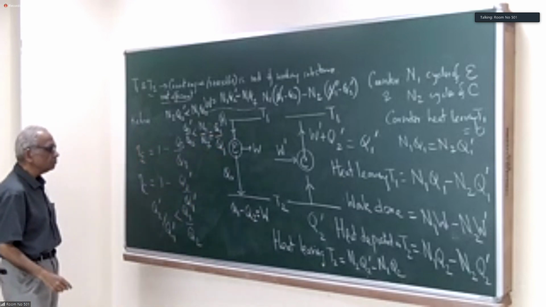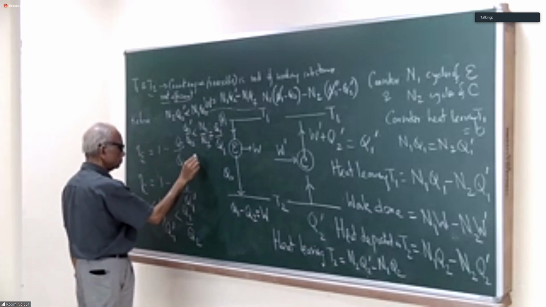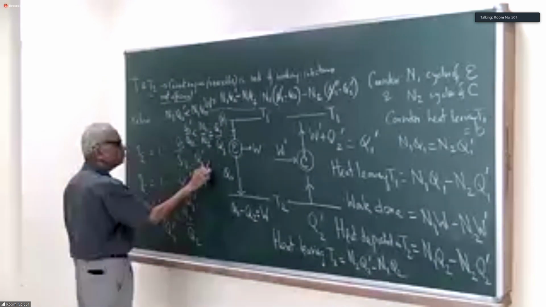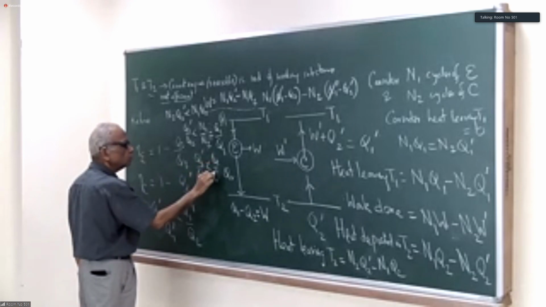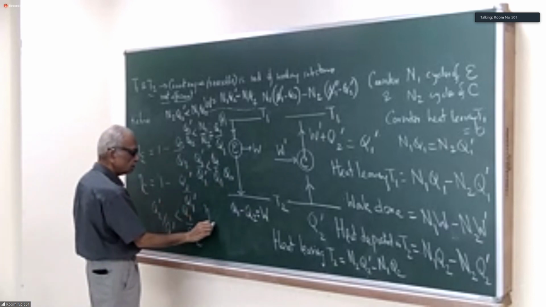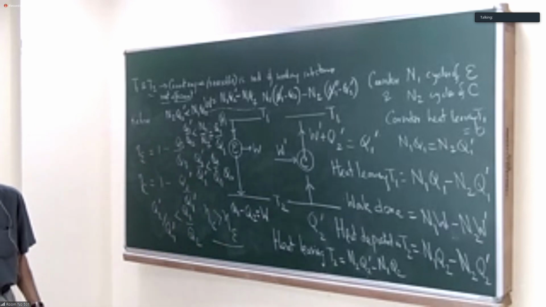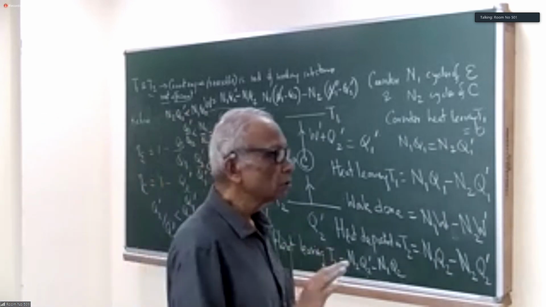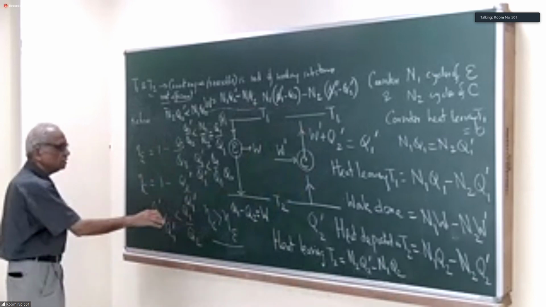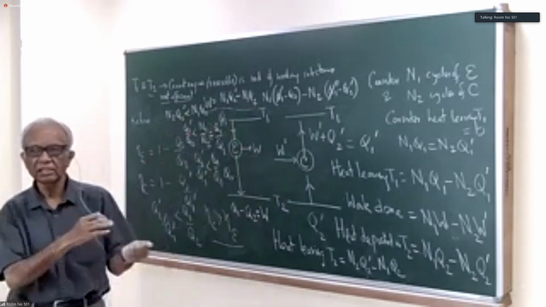So Q2 prime over Q1 prime is less than Q2 over Q1. Therefore, 1 minus Q2 prime over Q1 prime is greater than 1 minus Q2 over Q1. Therefore, eta C is greater than eta. Got it? Understood? Yes. So once you have demonstrated that this is done, that's the rest of the proof.